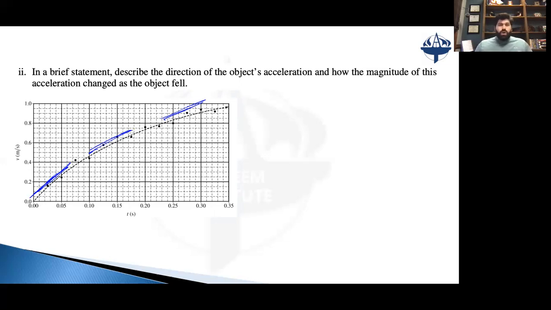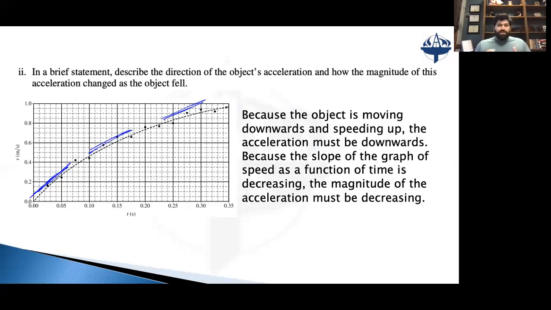Now, it asks, does the magnitude change as it falls? And in fact, yes, it does change. And we can say, because the object is moving downward and speeding up, how do we know it's speeding up? Well, we answered that in the previous part of the problem, that it is speeding up. The acceleration must be downward. Now, let's pause for a second. Why must it be downward? Well, in order for an object to speed up, the acceleration and the velocity must be in the same direction.